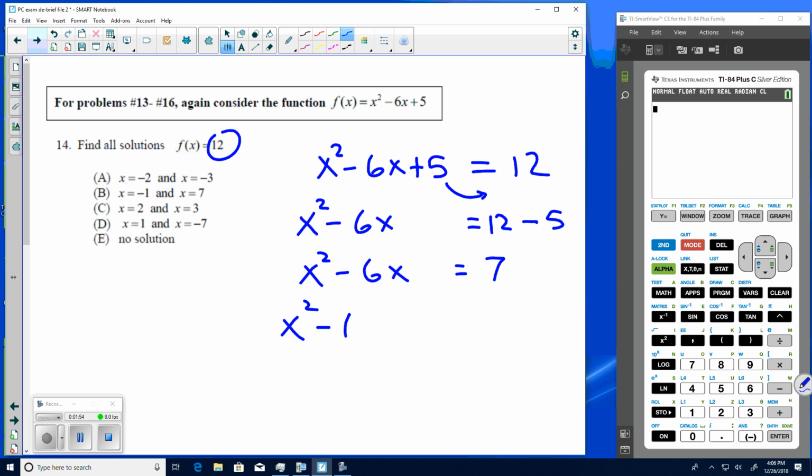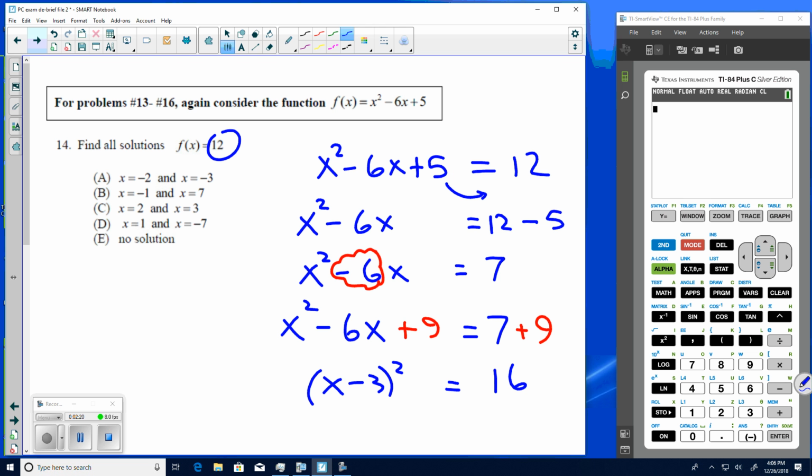The way we complete the square is, again, we take half of this coefficient here. Half of negative 6 is negative 3, and negative 3 squared is a positive 9. We'll add that to both sides, positive 9. The left side is now a perfect square. We could write it as (x minus 3) quantity squared, and the right side is 16. And we finish this problem by taking the square root of both sides.